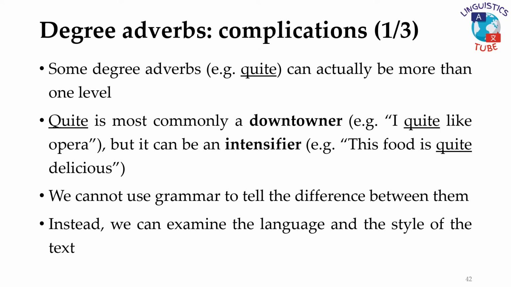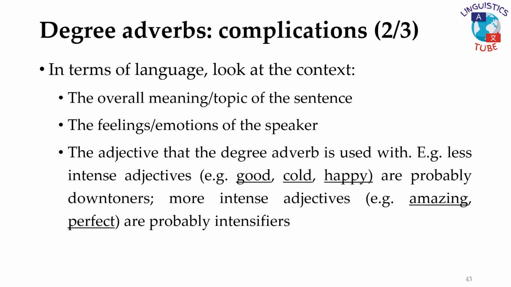There is, of course, no grammatical method to tell the difference between them. So, instead, we must examine the language and the style of the text to make an educated guess. Regarding the language, we can rely on context, which is the overall meaning or topic of the sentence, the feelings or emotions of the speaker, and the adjective that it is used with. For example, less intense adjectives like good, cold, happy are probably downtoners, and more intense adjectives like amazing, perfect are probably intensifiers.